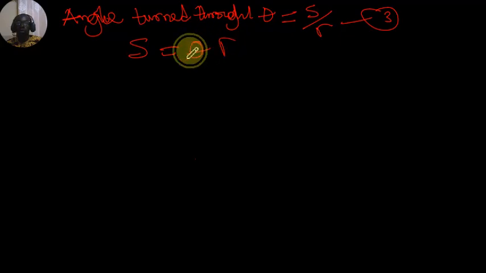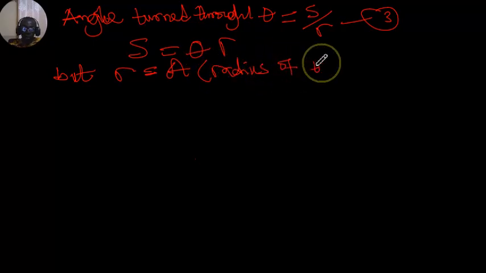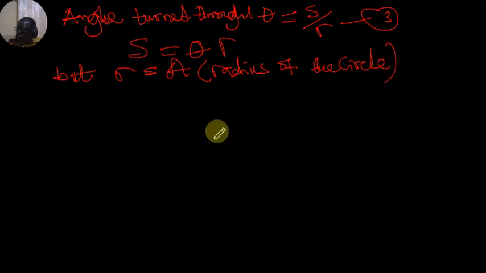So that is theta with R. But note, your R is the same thing as what? Amplitude, right? Yes, which is the radius of the circle. So if you have R equal to that, recall that angular speed, which is omega, is what?